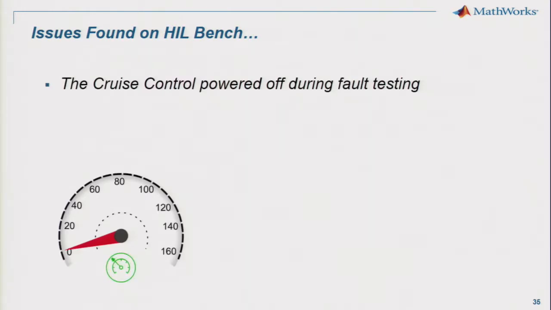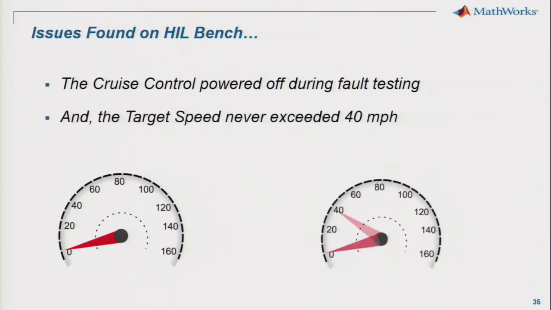Okay. Well, unfortunately, Chuck, I found two issues at the Hill bench. Oh, okay. The first issue is the cruise control powers itself off while I am doing a fault injection test. The second issue is the target speed. It just never exceeds 40 miles an hour.